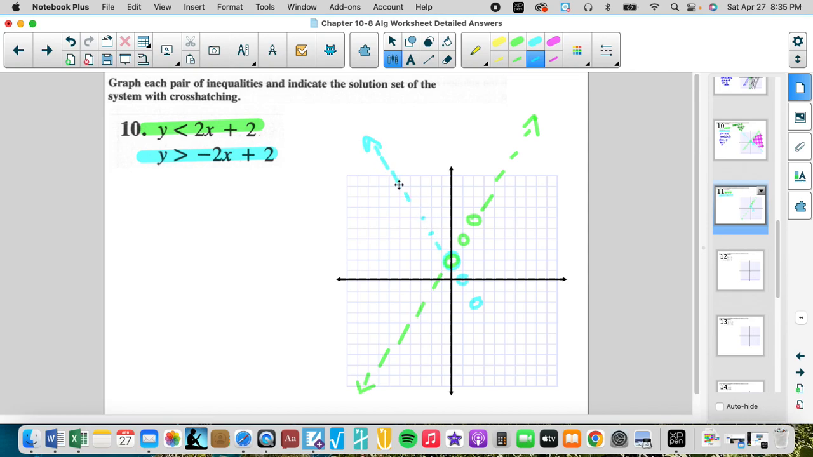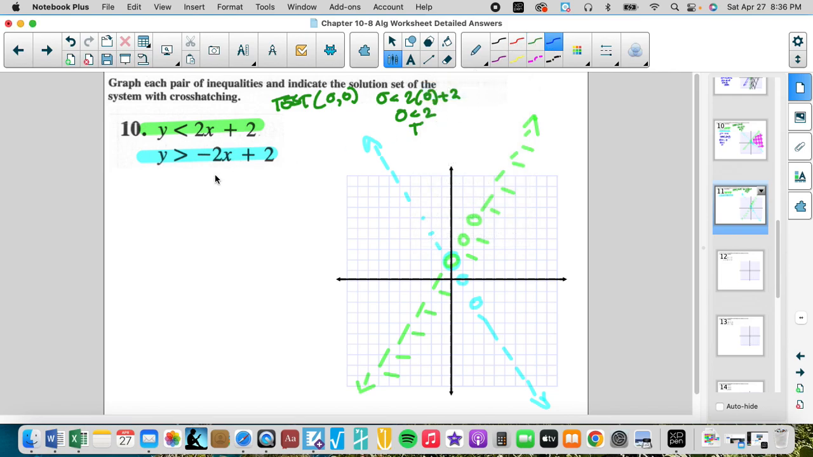These are not perpendicular because perpendicular would be opposite reciprocal. And, oh, I didn't test. Yikes. Let's test each of those. Testing. 0, 0. We get 0 less than 2 times 0 plus 2. Is 0 less than 2? That's true. So we're going to shade towards the true. That's towards 0.